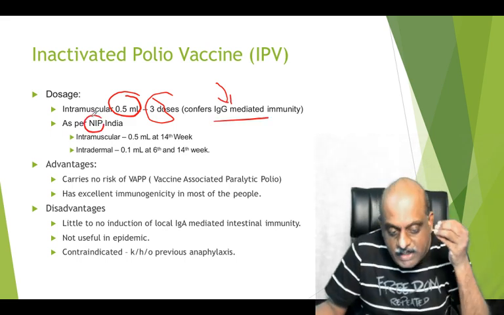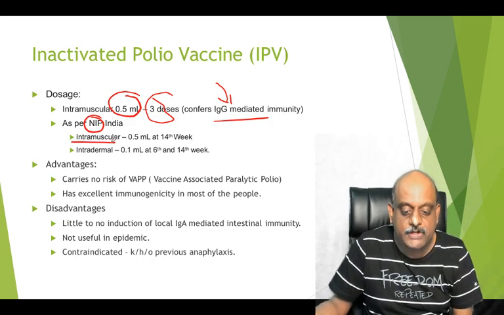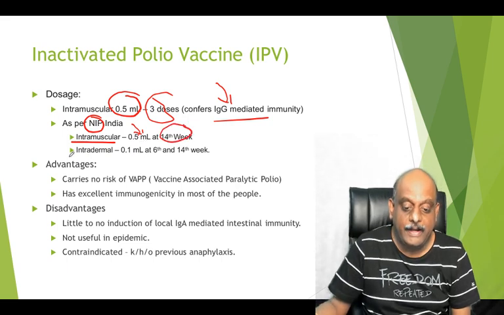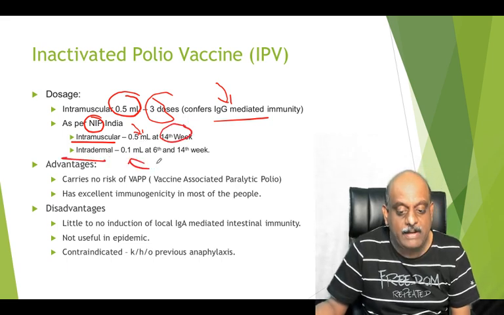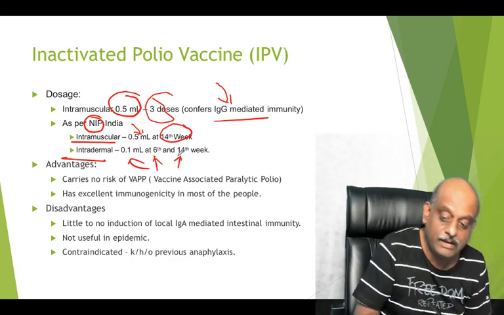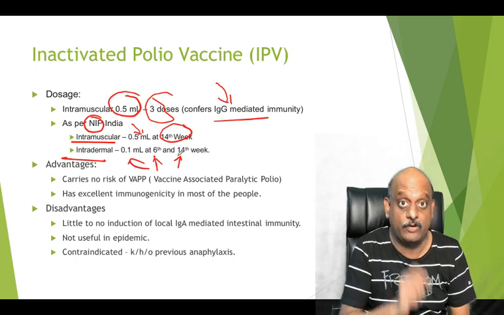According to the National Immunization Program India, intramuscular 0.5 ml at 14th week, intradermal 0.1 ml at 6th and 14th week. Please remember, because this is one favorite question of the examiner.